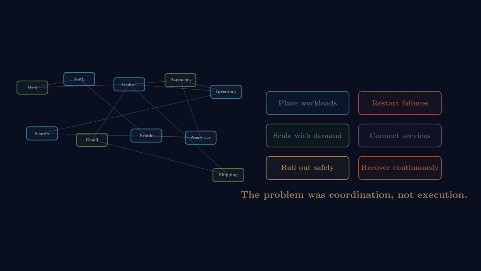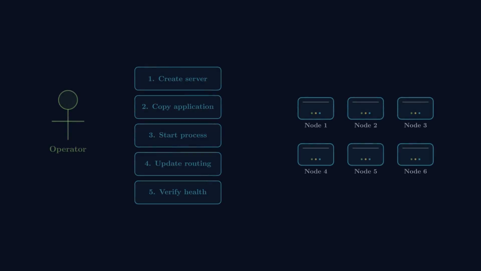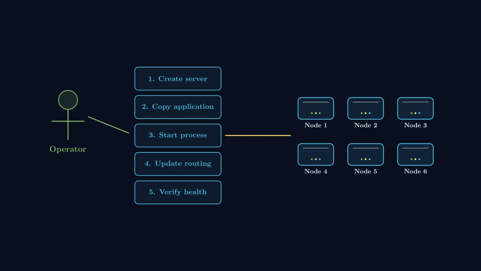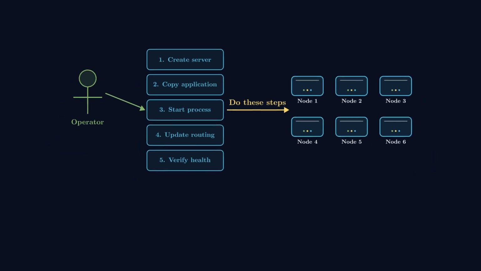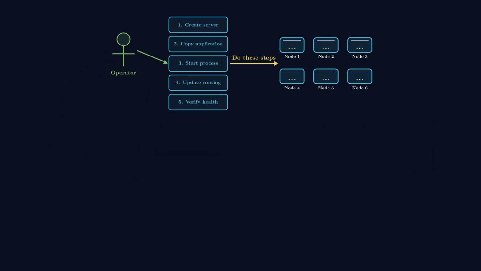The natural response was to write scripts and runbooks. First, create a machine. Then copy the application. Then start it. Then update the load balancer. Then check whether it worked. This approach describes a sequence of commands. But a distributed system does not wait for the runbook to finish.